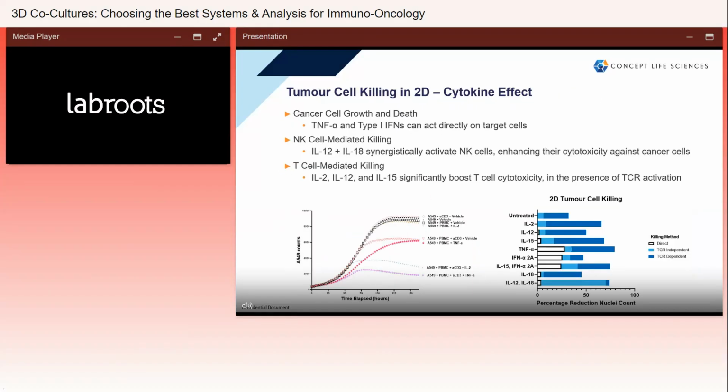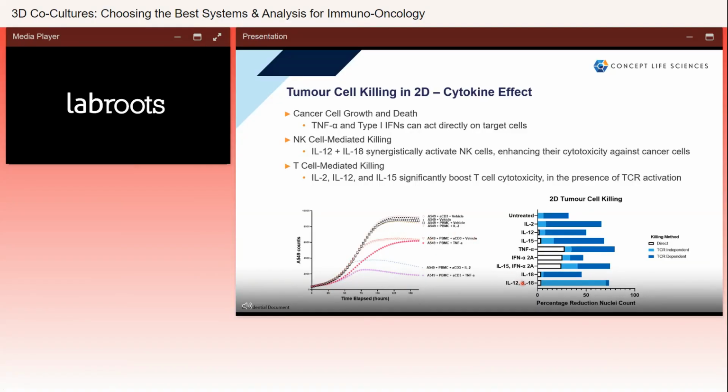So can we manipulate that further by incorporating other activators and methods? Things like TNF alpha and interferon alpha can have direct effects on their own on cancer cell growth. So again, here's A549s. This red line here is an example of TNF alpha, and you can see it has slowed the growth of those A549s.